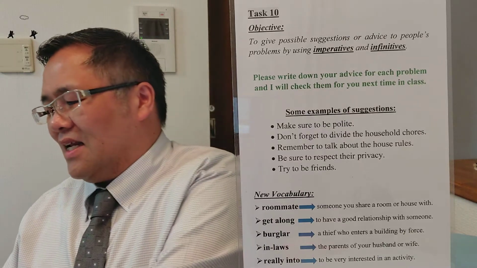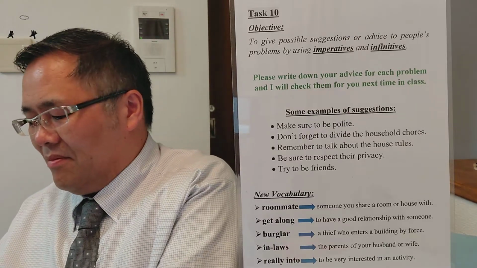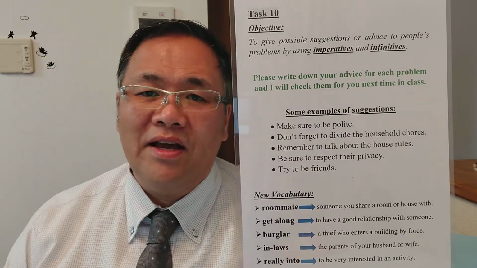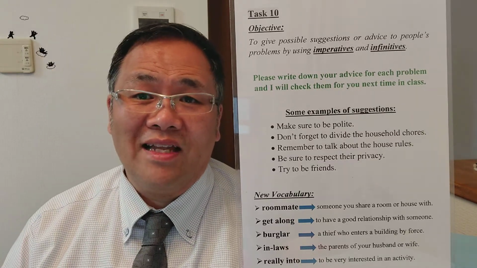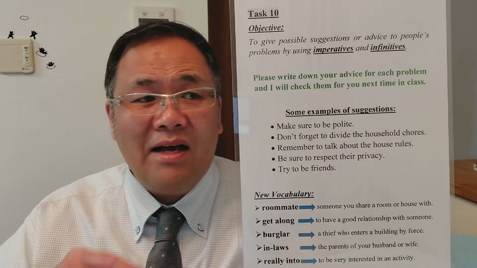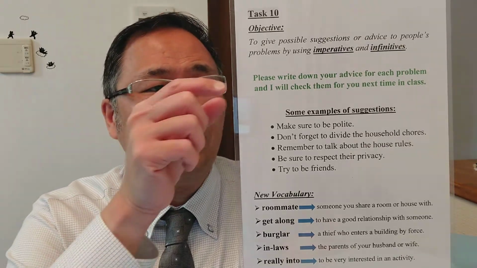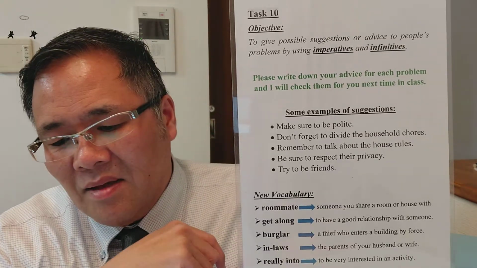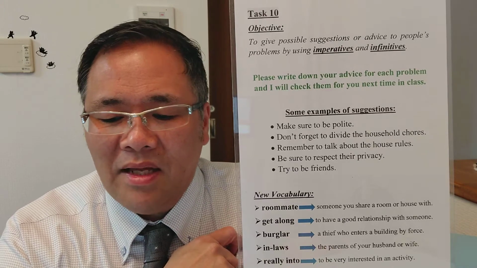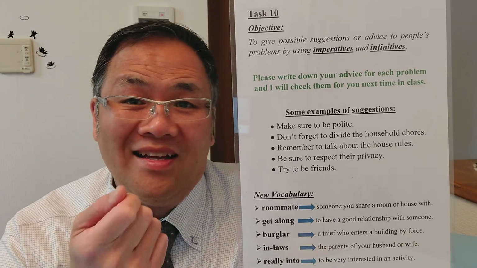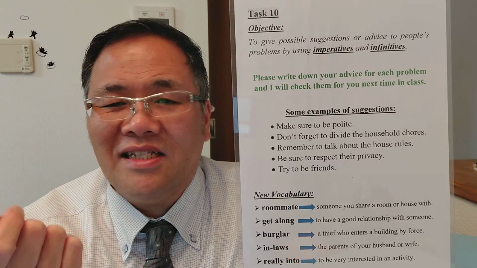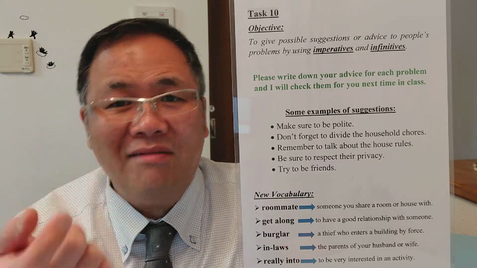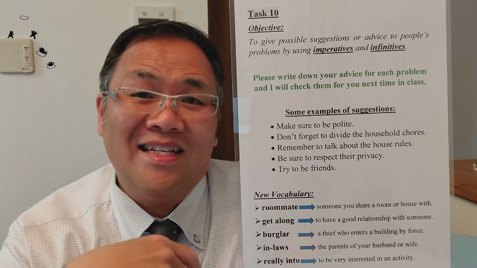So basically, 6 people have problems, and you have to give advice or suggestions on how they can solve those problems. Now what you can do is please write down your advice for each problem, and I'll check them for you next time in class. So obviously you can write suggestions and advice for each problem. Write them down, and then next time we see each other, I can check them for you.